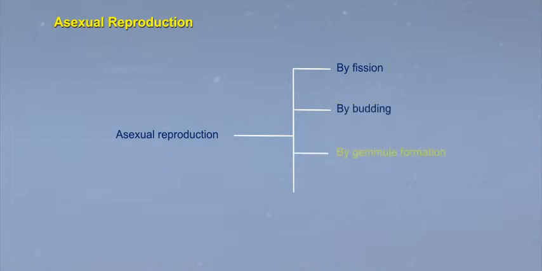Asexual reproduction is of the following types: 1. By fission. 2. By budding. 3. By gemule formation. 4. By regeneration.